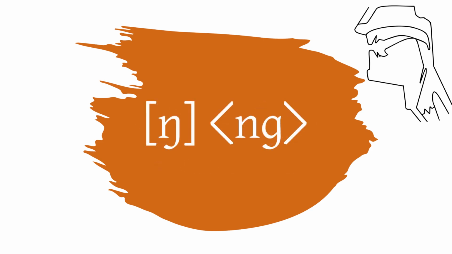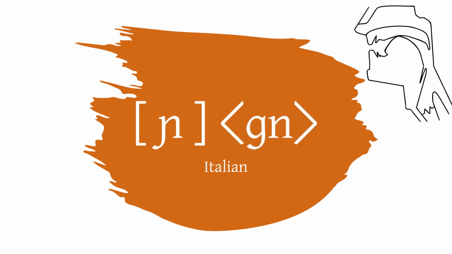You can also look at digraphs such as English NG, which stands for nga, and in this case G comes last, so the tail of G comes last. But if you compare this to the Italian digraph GN, which can stand for a palatal nasal, nya, you will notice that the G comes first, so the tail of G also must come first.